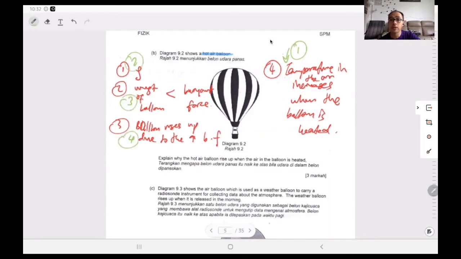Okay, so slightly different than the balloon boy holding just now, but the idea is still the same. Always talk about how the density is different, then talk about the weight of the balloon and the buoyant force, and then why it rises. Only in the hot air balloon, we have to talk about when the balloon is heated, the temperature rises. This explanation is also in the black book, so you can copy this down when you answer the question.